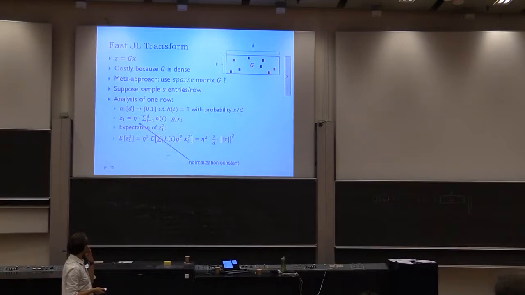And again, it is useful to work with squares just because the numbers work out much nicer. You can compute the expectation of z1 squared, and we want this expectation of z1 squared to be roughly equal to the norm of x squared. And so this is just eta squared, the normalization constant, times the expectation of this sum.